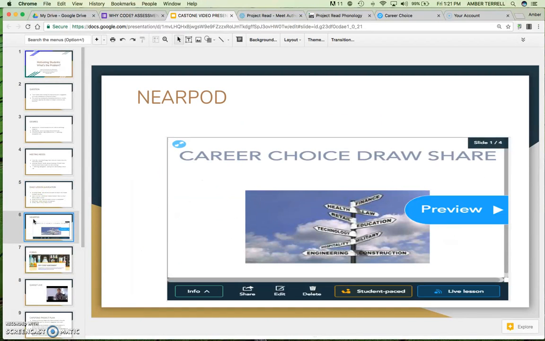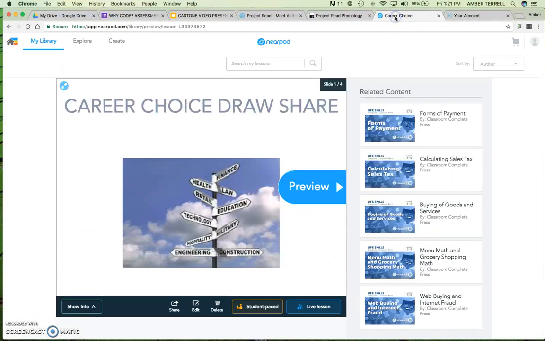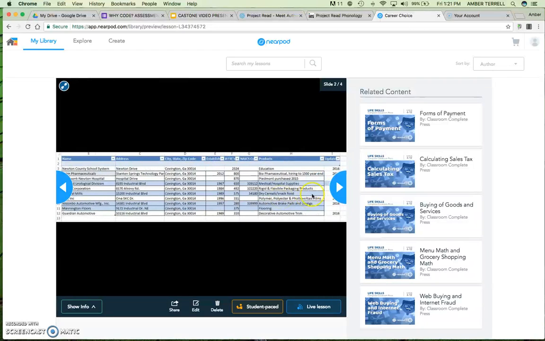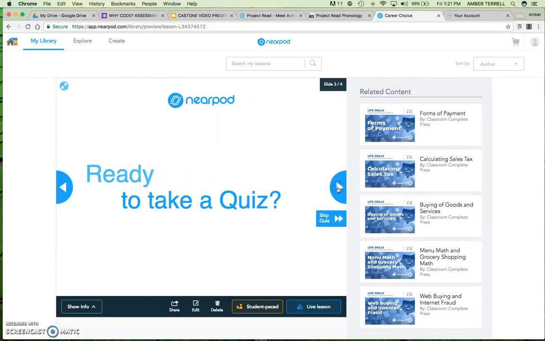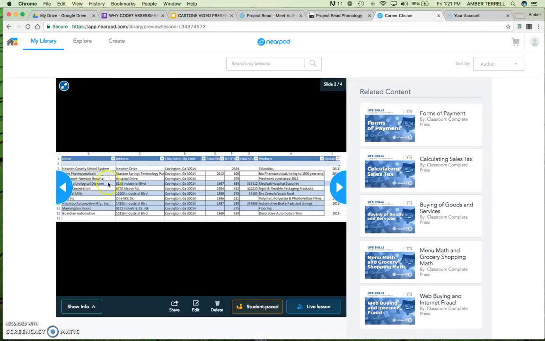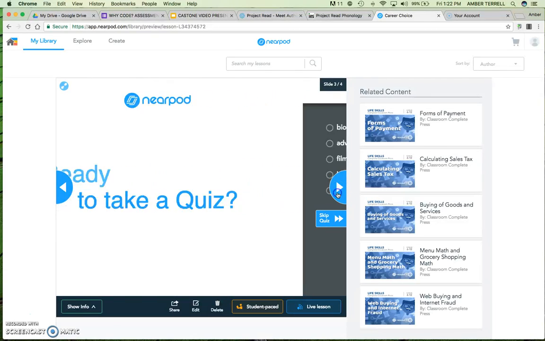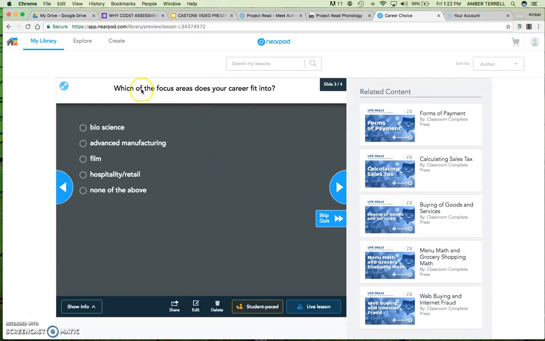During the opening phase of the lesson, Nearpod was used to engage students. You can see here the Nearpod lesson, and you can preview this lesson in the Nearpod platform, where students would look at the different industries that were the most important in Newton County, and then they would be asked a question about the area that they want their career to fit into.